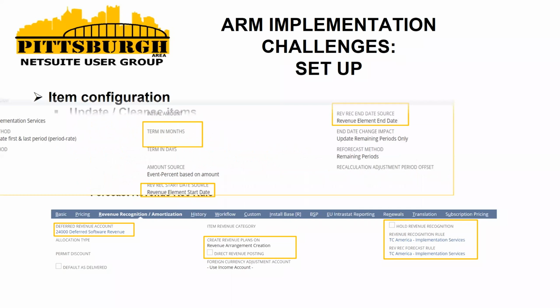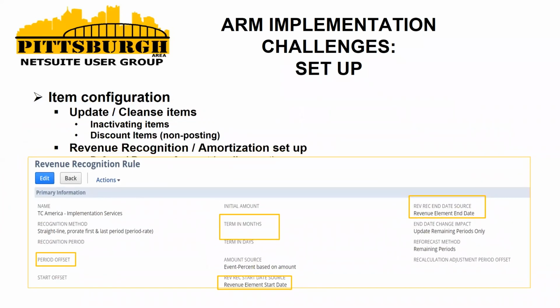Real quick on the rules, this was one of the items that we had some playback and forth on. We found that we really like the ability to set when it's going to start recognizing and when it's going to end. You do have some ability in these rules to set up a period offset to always make it recognize a certain month off or behind. And then the term in months, we could preset that. So we do have a lot of our revenue over 24 months.